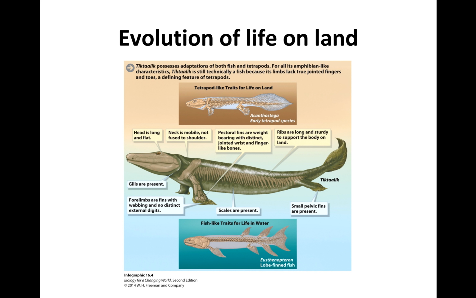Here's kind of the progression of a tetrapod. The Tiktaalik possesses adaptations of both fish and tetrapods. This is an interesting intermediary step to what we know of today. So it's got fish-like traits and it's got tetrapod-like traits. Here are all the similarities and differences. And again, it's important because it links the fish-like structure to a tetrapod, which we knew are the beginnings of life emerging onto land.